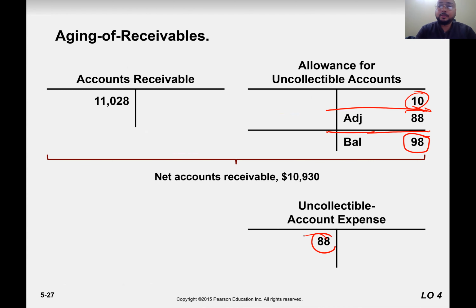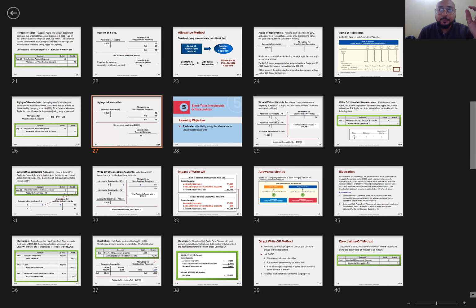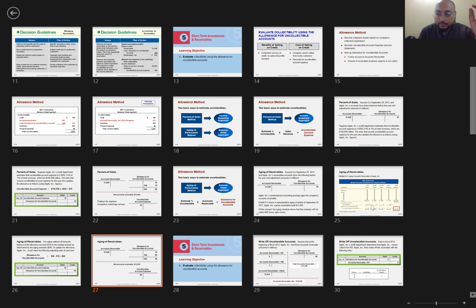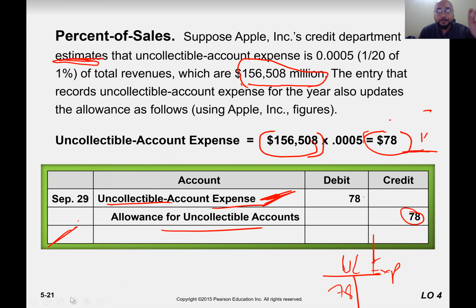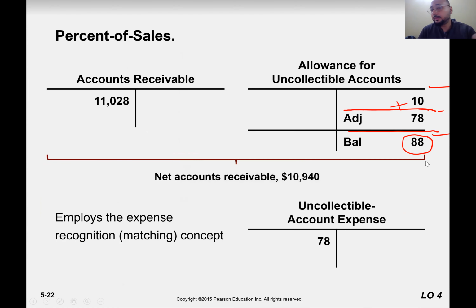So you post it here, the same process, only the percentage of sale method is giving you, let me show you the percentage of sale method. Here we go. The percentage of sale method is giving you this 78, the adjustment for the year. This 78. See, this 78.